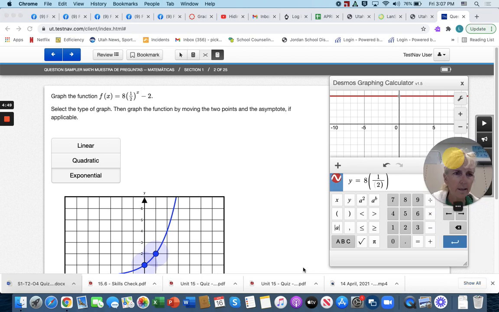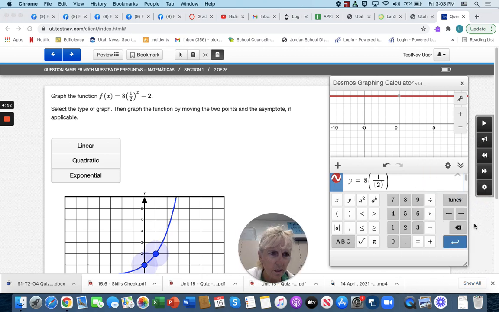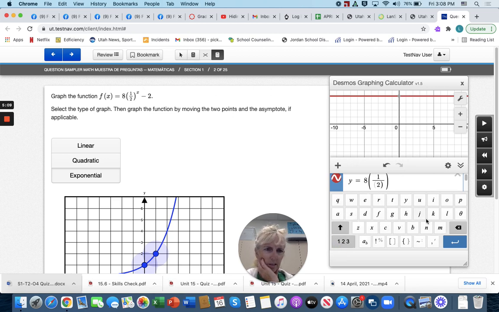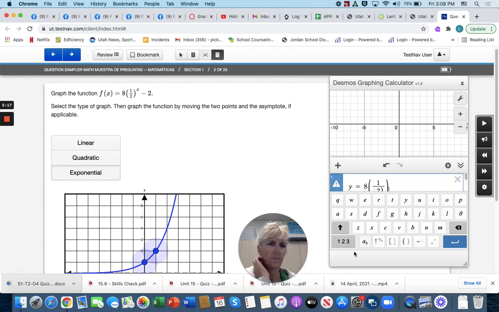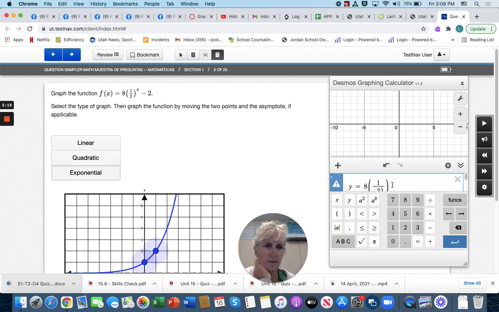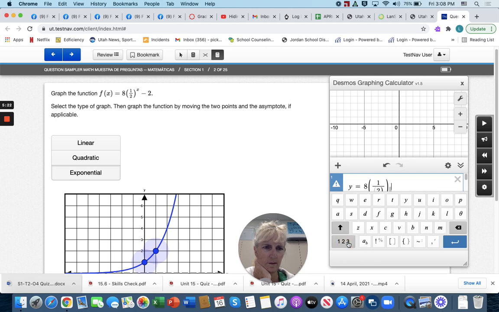And let's see, I'm just getting in the way all over the place. Where would you find the power button? Okay, so it would be raised to the power of x. ABC, I do not see, nope, not that. So we do not want that one. I don't know how to undo that now.